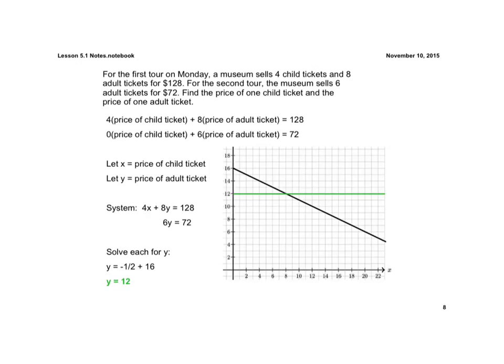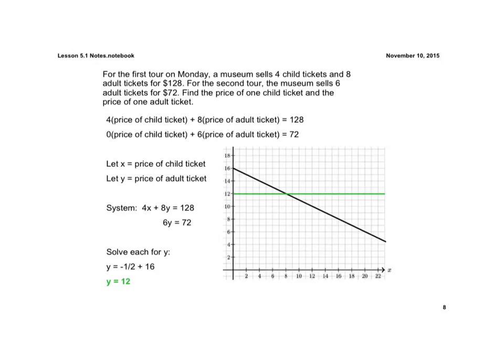All right. Now, here's an application problem. And again, it says for the first tour on Monday, a museum sells 4 child tickets and 8 adult tickets for $128. For the second tour, the museum sells 6 adult tickets for $72. Find the price of 1 child ticket and the price of 1 adult ticket. So we set this up.